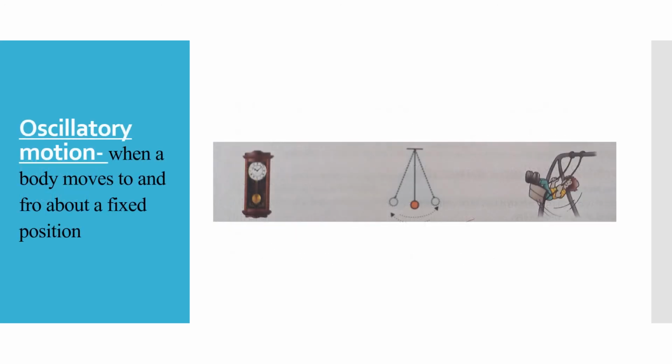Next we have oscillatory motion. Oscillatory motion is a kind of motion when a body moves to and fro about a fixed position, like the motion of the pendulum of a clock. Here the pendulum moves to and fro from its mean position. Similarly, the motion of a swing is also termed oscillatory motion.